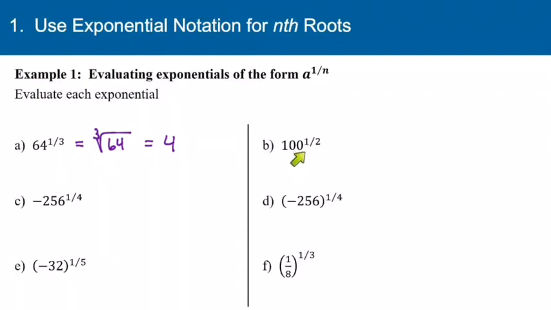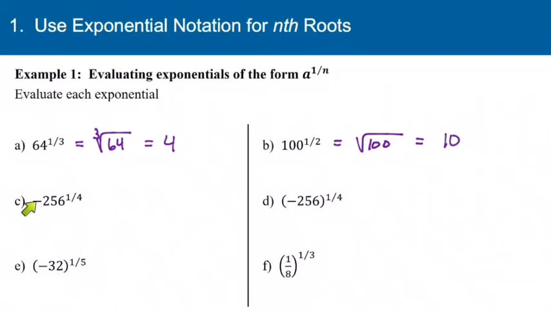Okay, here in part B, we have 100 to the 1/2 power. So we know the 1/2 power indicates the square root, and the square root of 100 is 10. And remember, when we're talking about an even root, the radical always has to give you a positive value.